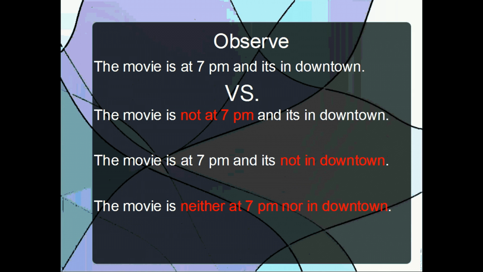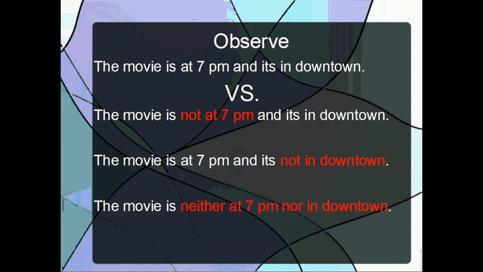And lastly, let's say I'm wrong in both cases. So then you would say the movie is neither at 7 p.m. nor in downtown. Neither at 7 p.m. is a negation of me saying that it is at 7 p.m. and nor in downtown is a negation of me saying that it is in downtown. Now in this case, each of the predicates are also the conjuncts, simply because they're separated by the word and.